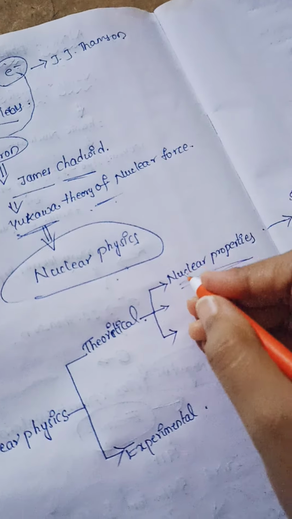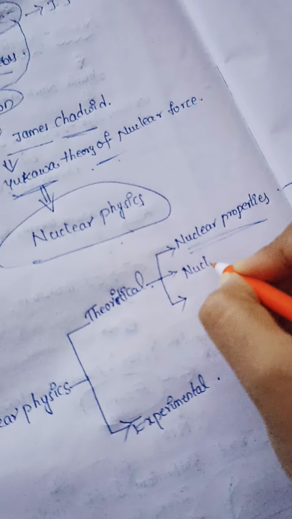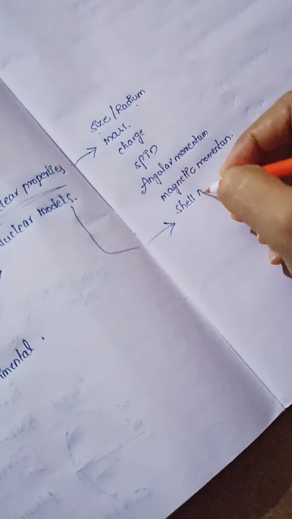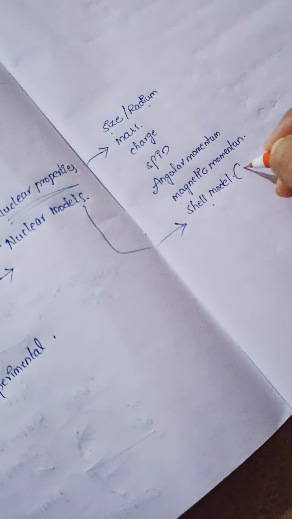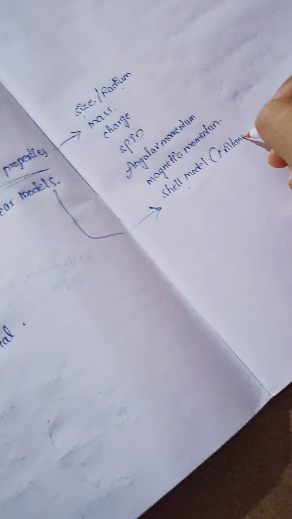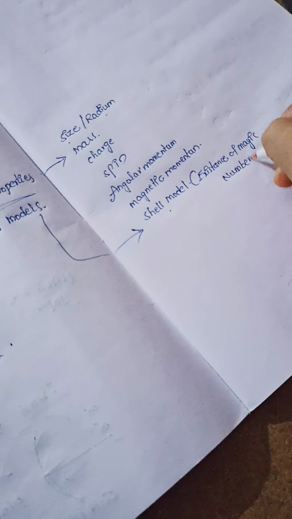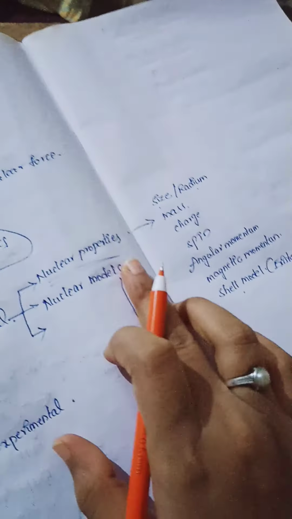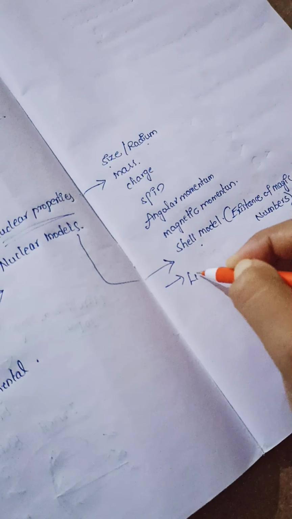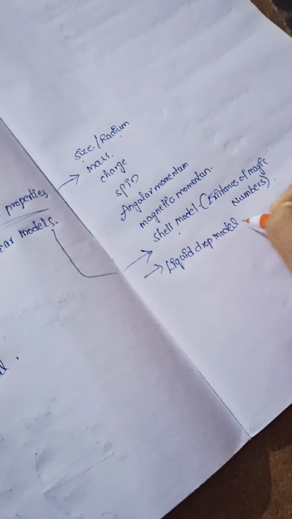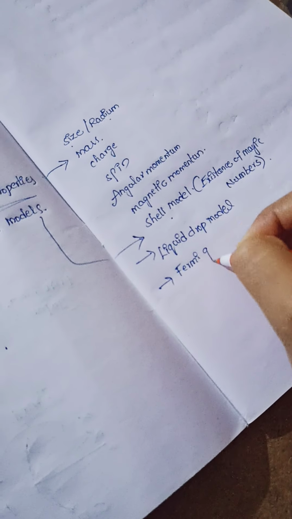Now coming to nuclear models. What are the different kinds of nuclear models in nuclear physics? We have the shell model, which gives the existence of magic numbers. I will explain it clearly when the topic comes, so just listen carefully. Next is the liquid drop model, and next is the Fermi gas model. These are the three models that come under nuclear models.